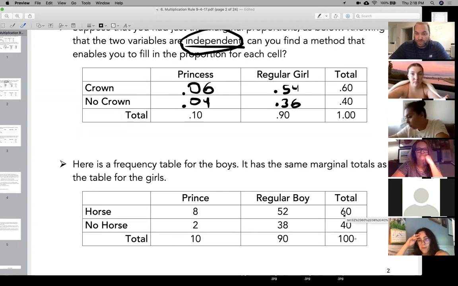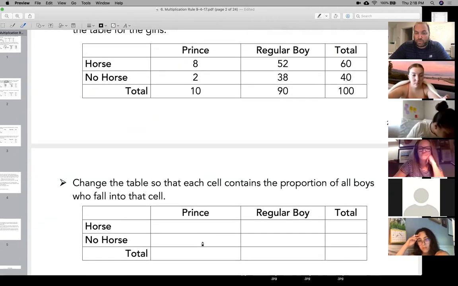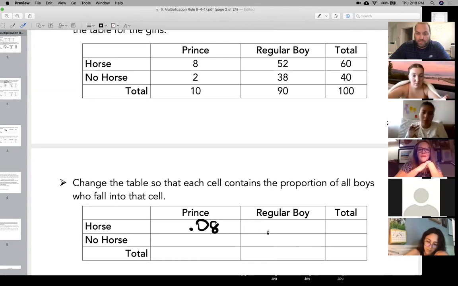What is 60? Well, first of all, this is not a percentage, right? We have to first convert everything to percentages. We can't do 60 times 100; that makes no sense. But we can replace everything with a percentage. What number would go here? 0.08, 8 over 100. What goes here? 0.52. What goes here? 0.02. What goes here? 0.38.